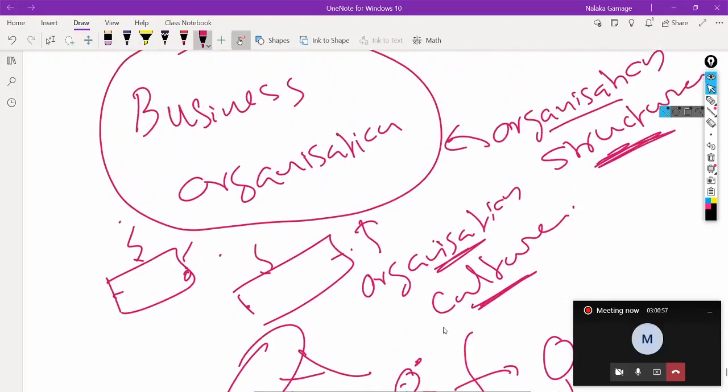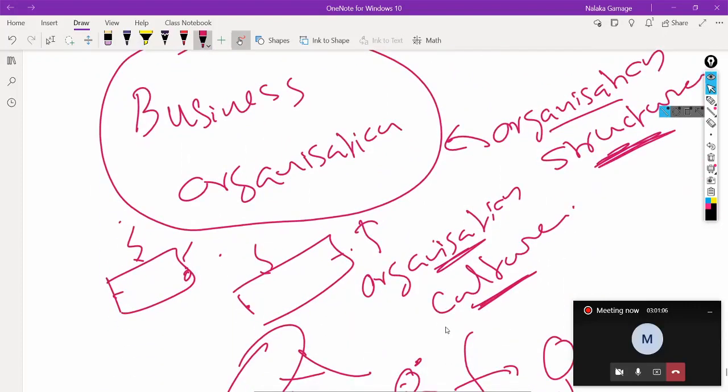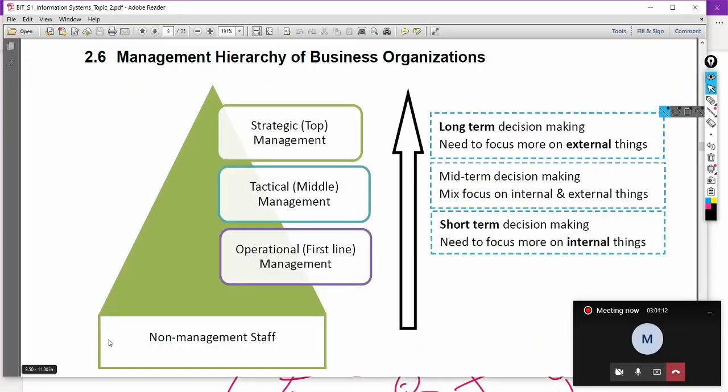We can understand a business organization or any organization using the management hierarchy, the organizational structure, and of course the organizational culture, okay? So those are the three main things when it comes to understanding a business or any other organization, okay?